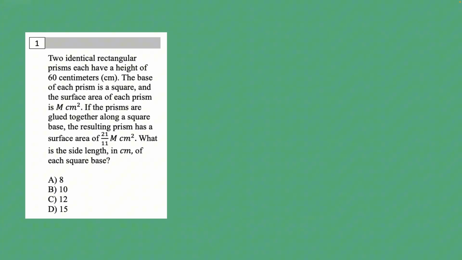Let's start with our first example. Two identical rectangular prisms each have a height of 60 centimeters. The base of each prism is a square, and the surface area of each prism is m square centimeters. If the prisms are glued together along a square base, the resulting prism has a surface area of 21/11 m square centimeters. What is the side length, in centimeters, of each square base?